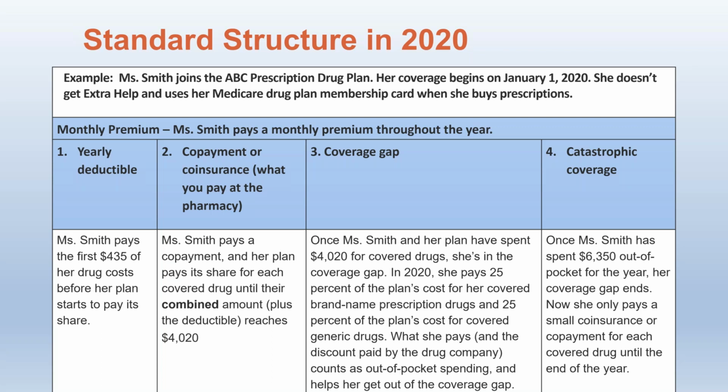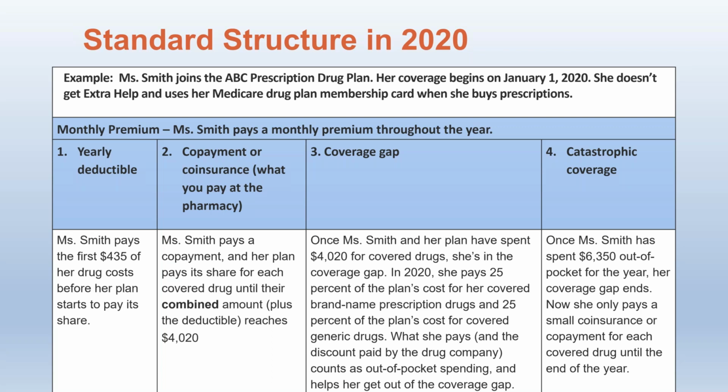After you meet your deductible, you will pay a copayment or coinsurance, which is what you pay at your pharmacy or through a mail order service. In this second phase of the structure, when you go to the pharmacy and you fill your prescription, you may pay a very small copay, let's say, for example, $1 for a generic drug, but there is a retail cost for that prescription. And let's say, for example, the retail cost of that drug was $100.